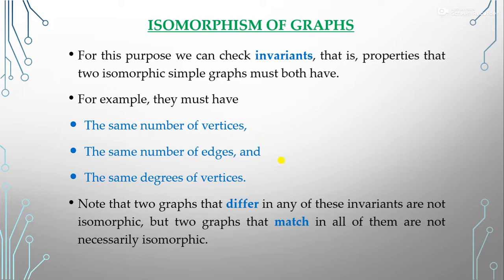But suppose two graphs match in all these, meaning all these three properties hold. Then you can't say directly that they are isomorphic; it is not necessarily so. After these three properties, you have to make some other effort to check whether the graphs are isomorphic. But to check that they are not isomorphic, if any one property is not satisfied in the two graphs, you can say easily that they are not isomorphic. Clear?